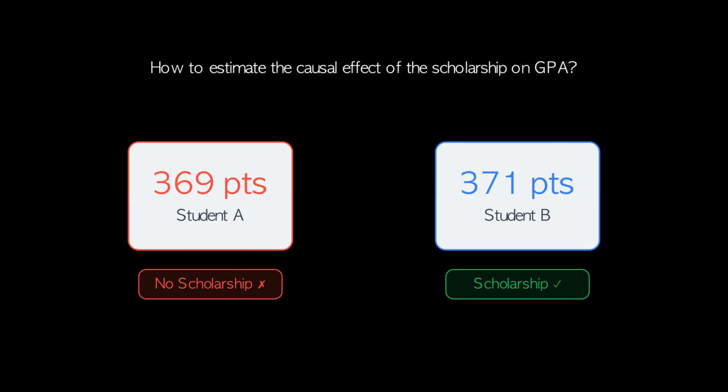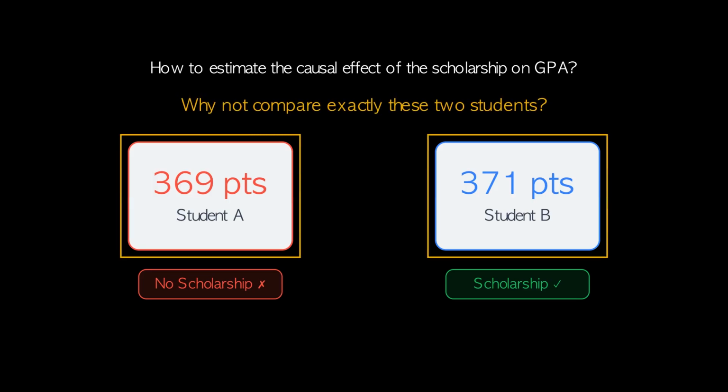If we want to estimate the causal effect of the scholarship on academic achievement, on college GPA, what should we do? How about comparing exactly these two students? Since they differ by only 2 points, they are essentially equivalent in every way, except for whether they received the scholarship. That makes them the ideal comparison pair.